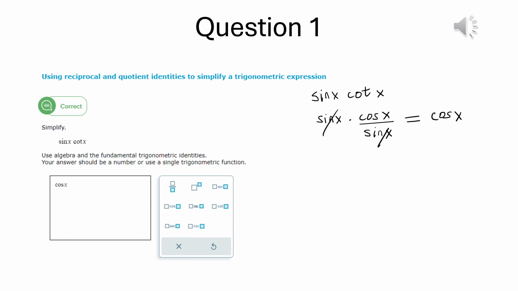Okay, this is super easy. You use the quotient identity: cotangent is cosine over sine. After that, sine is cancelled, and we stay with cosine x equals cosine x. That's the answer.